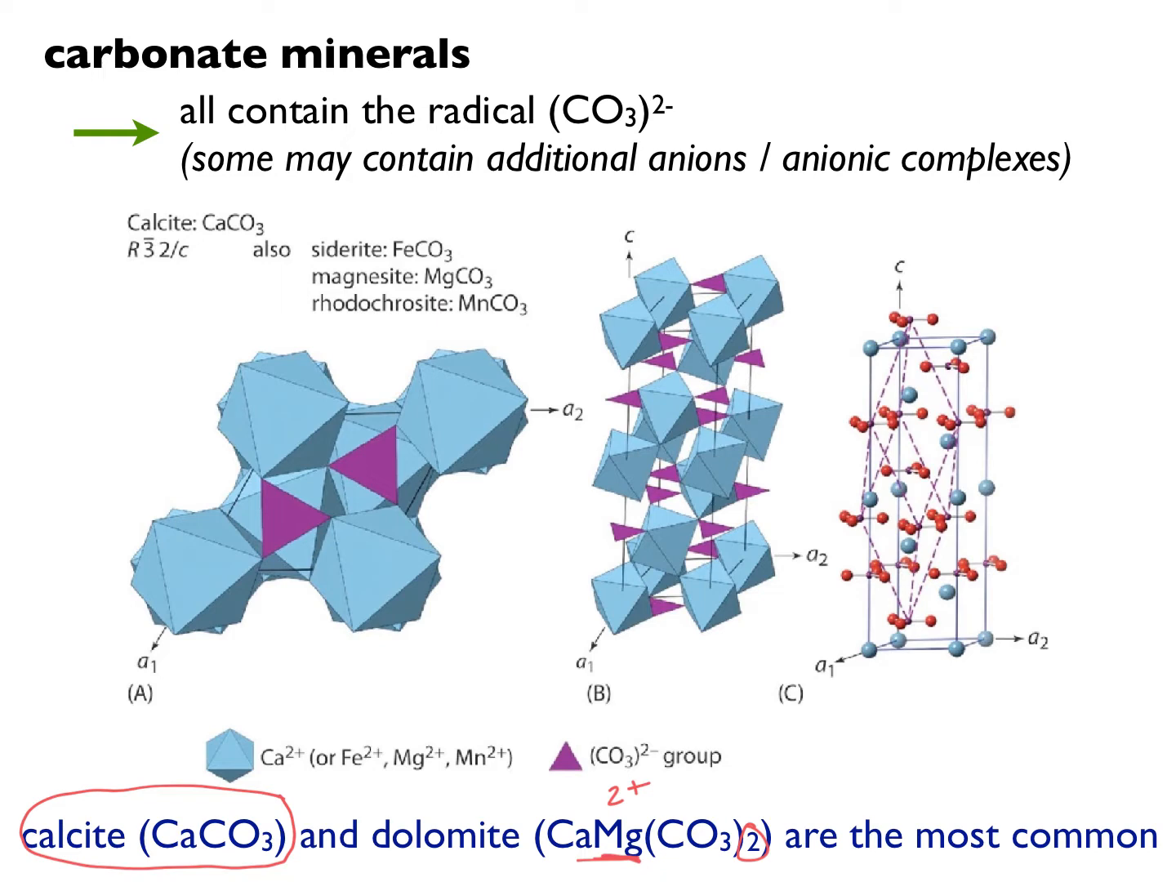Calcite also contains what we call isostructural minerals, and I'm going to get to that in the next slide. Those include siderite, magnesite, and rhodochrosite. Rhodochrosite you saw in the lab on Tuesday.